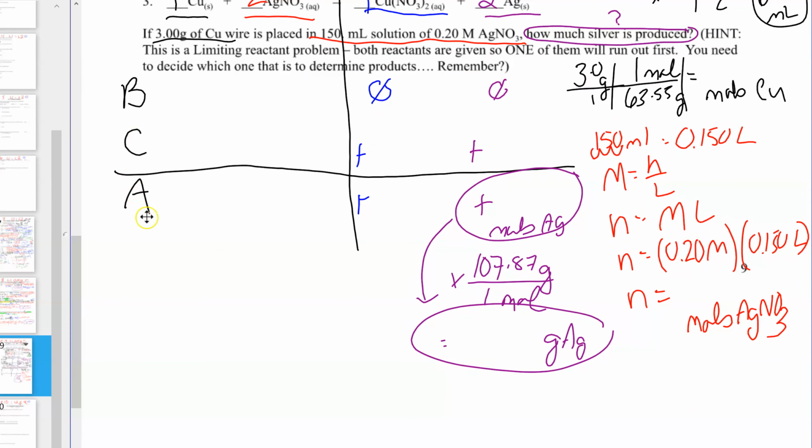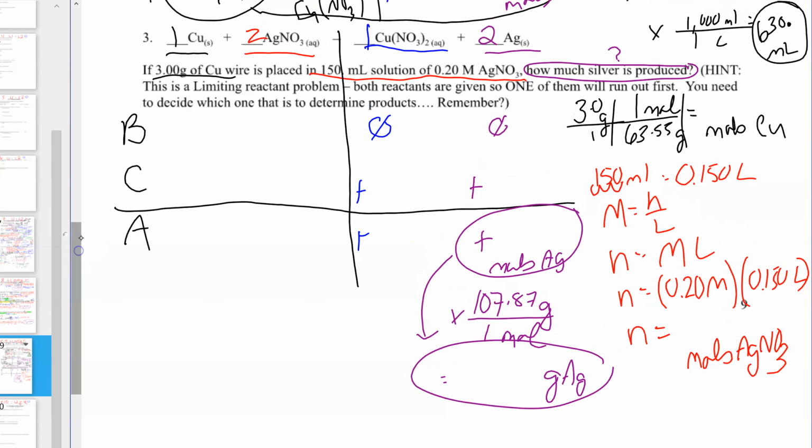We want to start with a BCA table, and let's say what we know. Before the reaction starts, I've got some number of moles of copper and silver nitrate, my reactants there. Before the reaction starts, I have no products. I'm creating some positive product, and the one they care about is how much silver is made. So out of my BCA table, I'm going to get moles of silver.